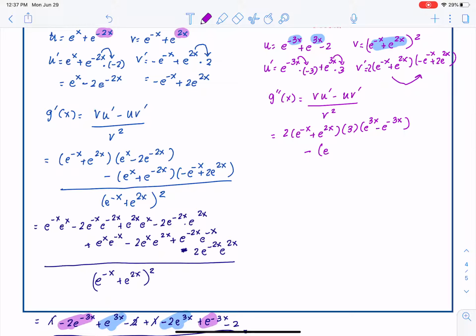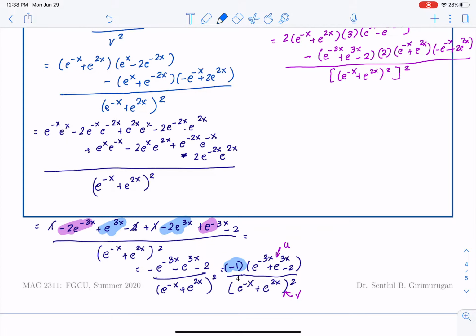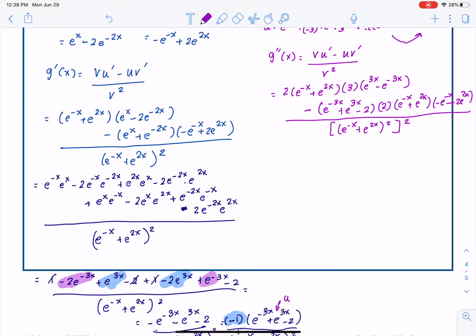Minus u, e raised negative 3x plus e raised 3x minus 2, multiplied by v prime, e raised negative x plus e raised 2x times negative e raised negative x plus 2 e raised 2x, divided by v squared, which is e raised minus x plus e raised 2x squared, and we are raising it to the power of 2 again. In the numerator we have, don't forget the negative in the front, we left that negative, so we have to put that negative here. So we will just throw that in here.